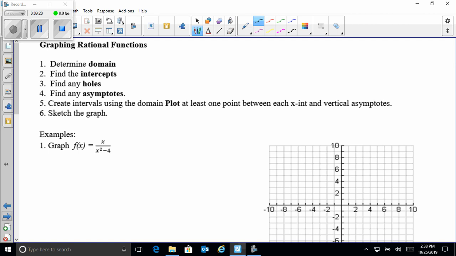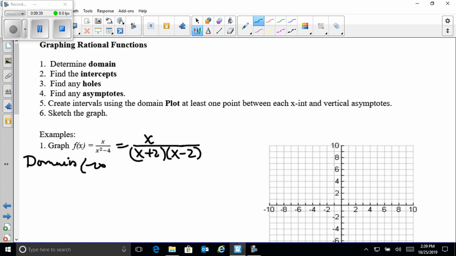Alright, so let's use these skills to sketch some graphs. So here's the rules for sketching a graph. Determine your domain first, because that's going to help you. Now, if I can factor, I factor first. I might not need the factoring, but in case I do, that's going to help you with my domain.